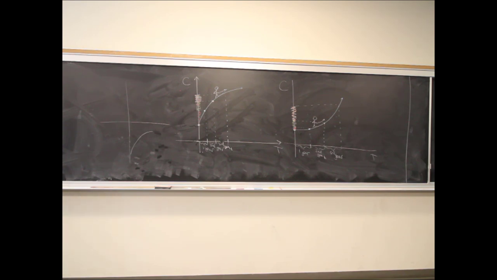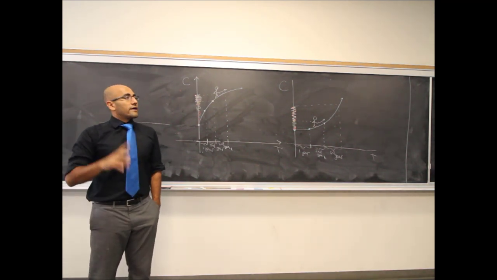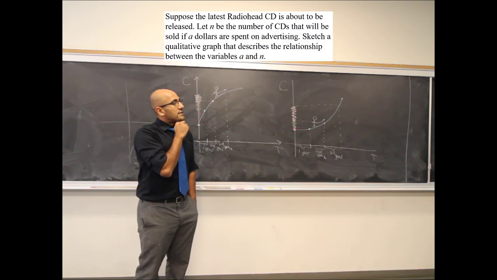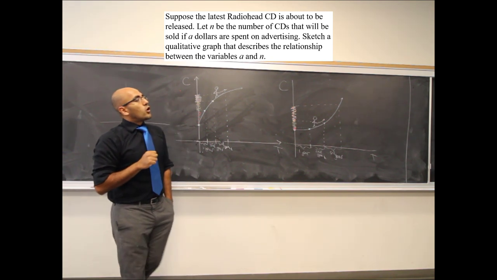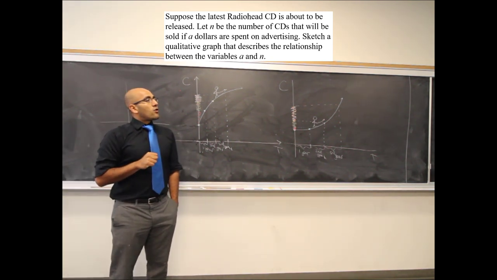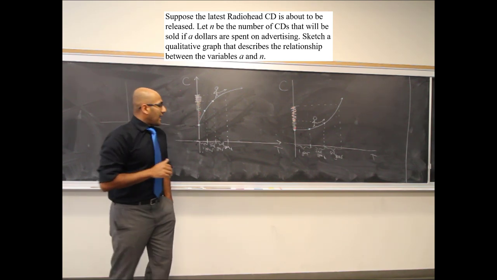Okay. Last example. What time does this class end? Oh, we're done? Okay, I'll go through this really quickly. Suppose that the latest Radiohead CD is about to be released. Let N be the number of CDs that will be sold if $A are spent on advertising. Sketch a qualitative graph that describes the relationship between A and N.